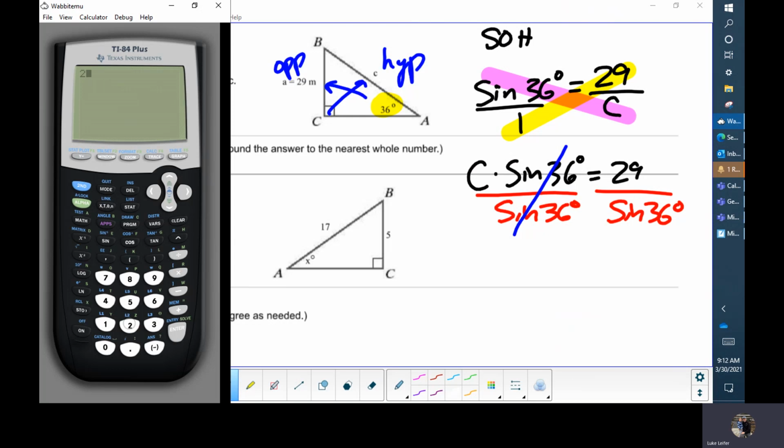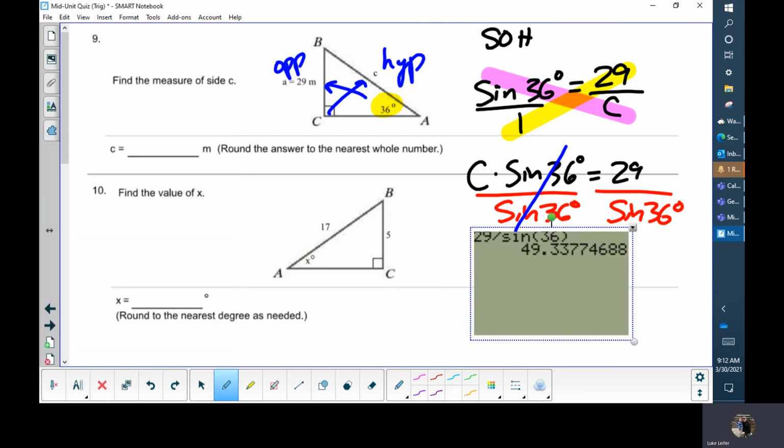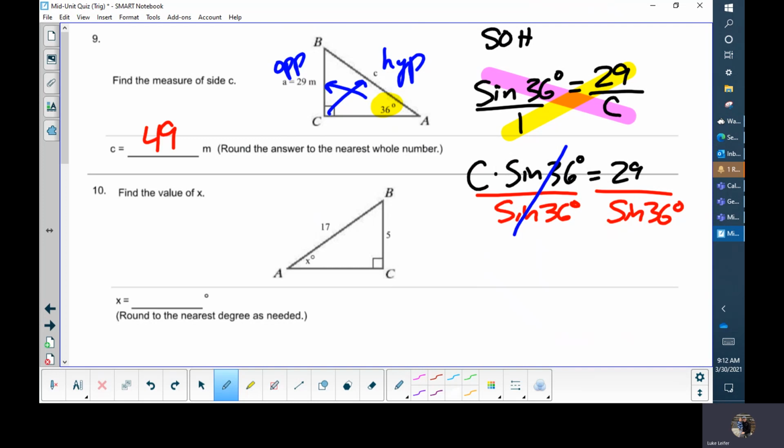29, let me clear this out. 29 divided by the sine of 36. And I get 49.33. What do they want us to round to? Nearest whole number again. So my answer is 49. And then let's do the last one.